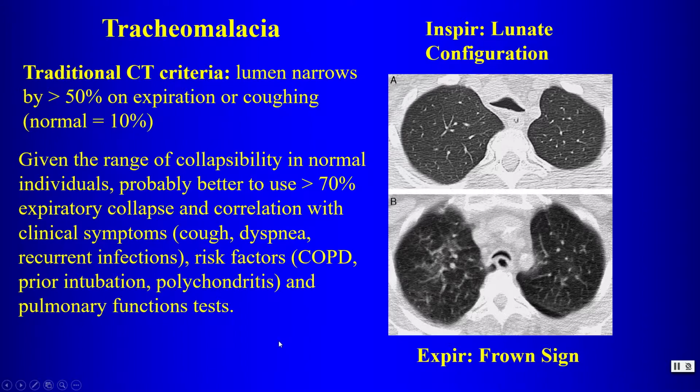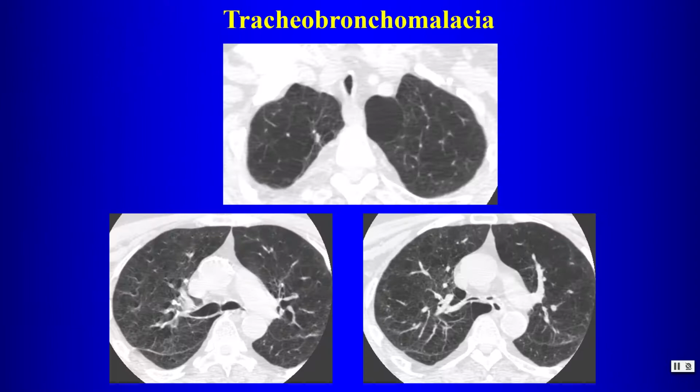You can also have lunate configurations there. So the traditional CT criteria was that it was considered abnormal if the lumen narrows by greater than 50% on expiration. But given the range of collapsibility in normal individuals, it's probably better to use a threshold of greater than 70% expiratory collapse, and you still need to correlate with clinical symptoms, cough, dyspnea, recurrent infections, risk factors, etc., and pulmonary function tests. So be careful about interpreting this sign in making a diagnosis of tracheomalacia.